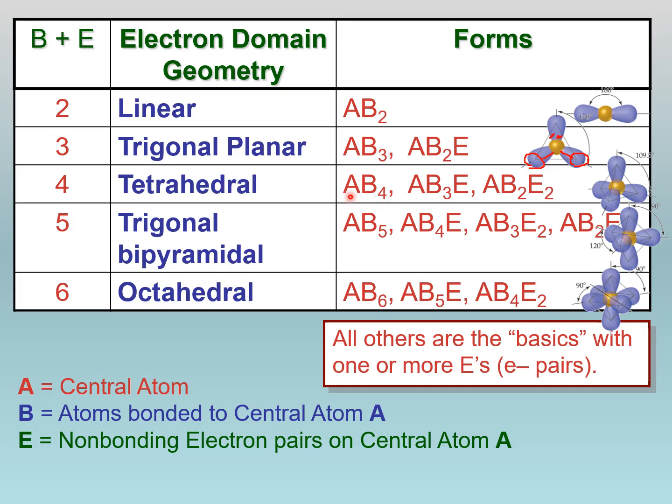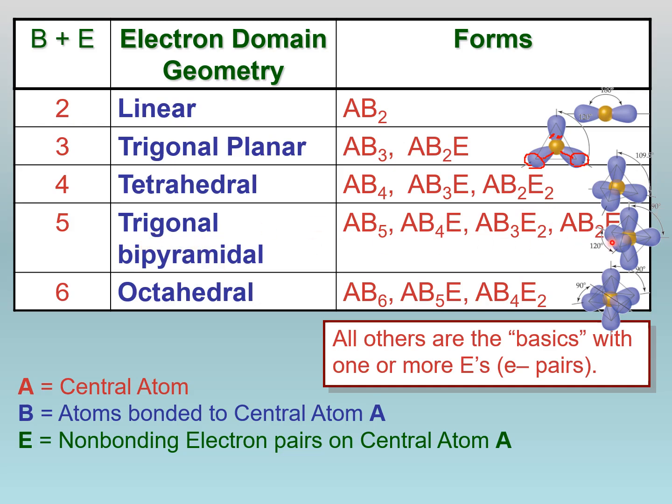So you can see what happens when you get to tetrahedral. You can have a tetrahedral shape with 4 satellite atoms, or you can have 3 satellite atoms with 1 electron domain, or 2 satellite atoms with 2 non-bonding electrons as a domain. We're going to show you this winds up as being a bent shape.